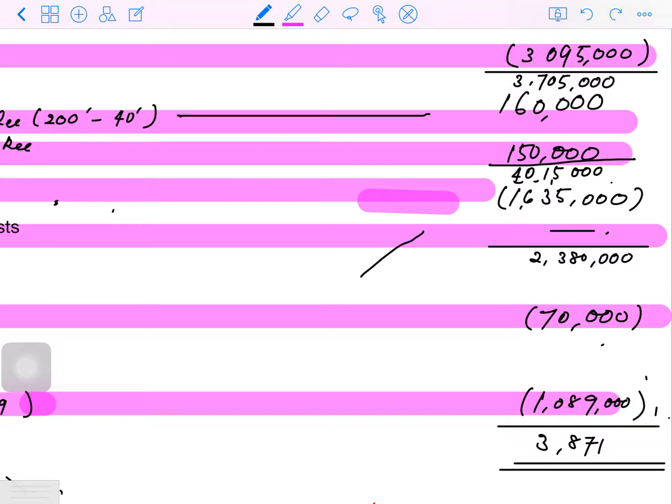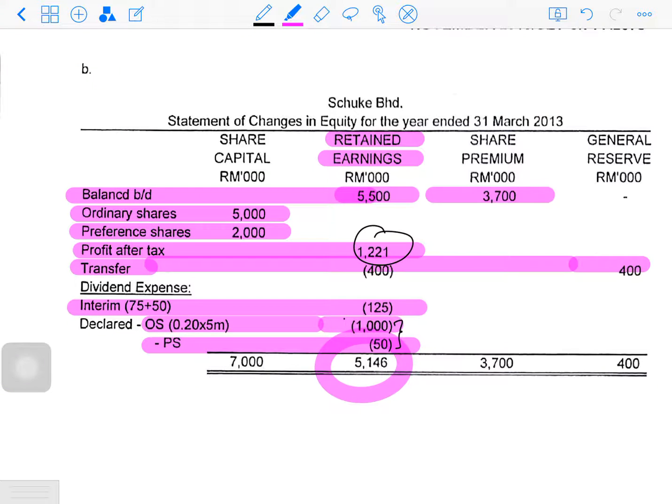1221 here will go into your statement of changes in equity, profit after tax. Okay, 1221. So you can now prepare your statement of changes in equity. You find out all the balances. Okay.